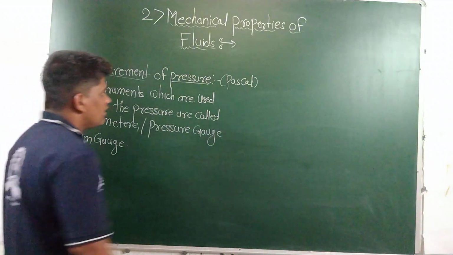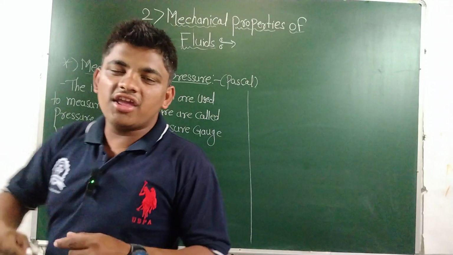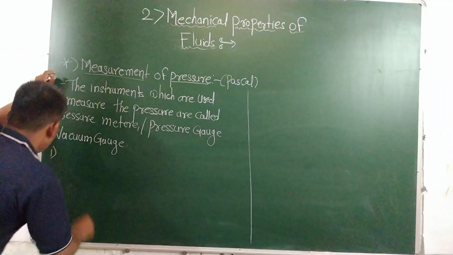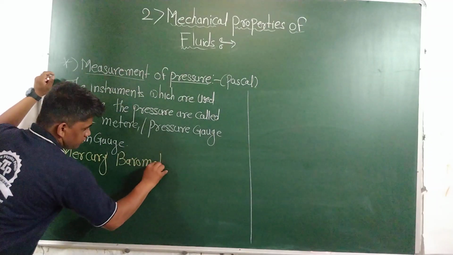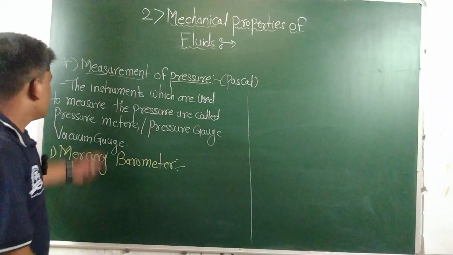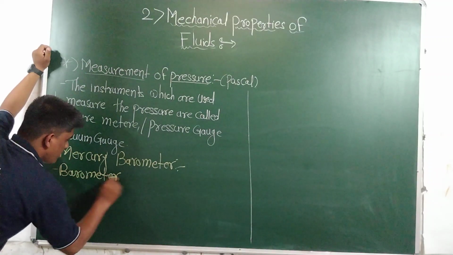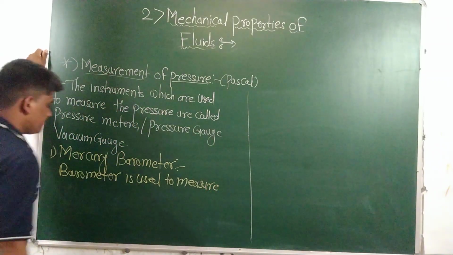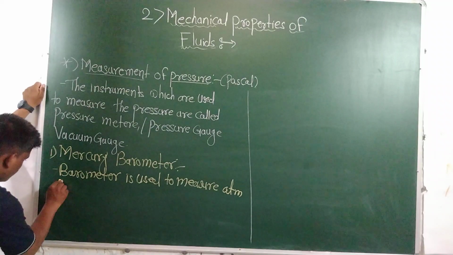In this subheading, we discuss two different types of instruments used to measure pressure. The first one is the mercury barometer. Please take the heading: the first type used to measure pressure, mercury barometers. Firstly, what is a barometer? The barometer is one of the devices used to measure atmospheric pressure. I will use ATM as the short form for writing atmospheric pressure.